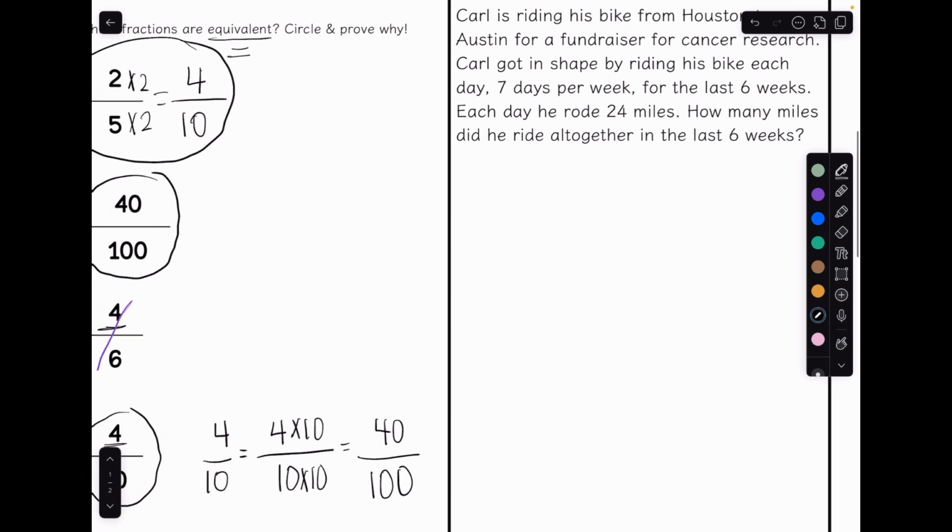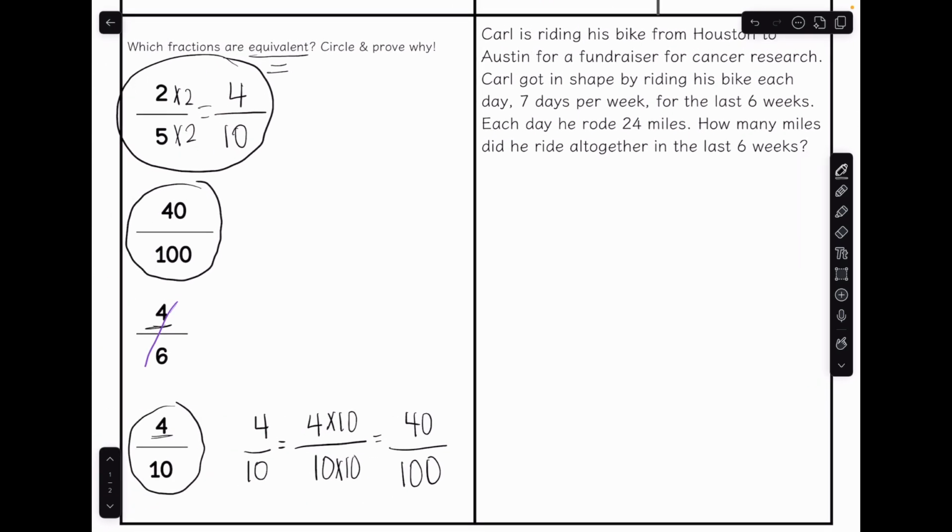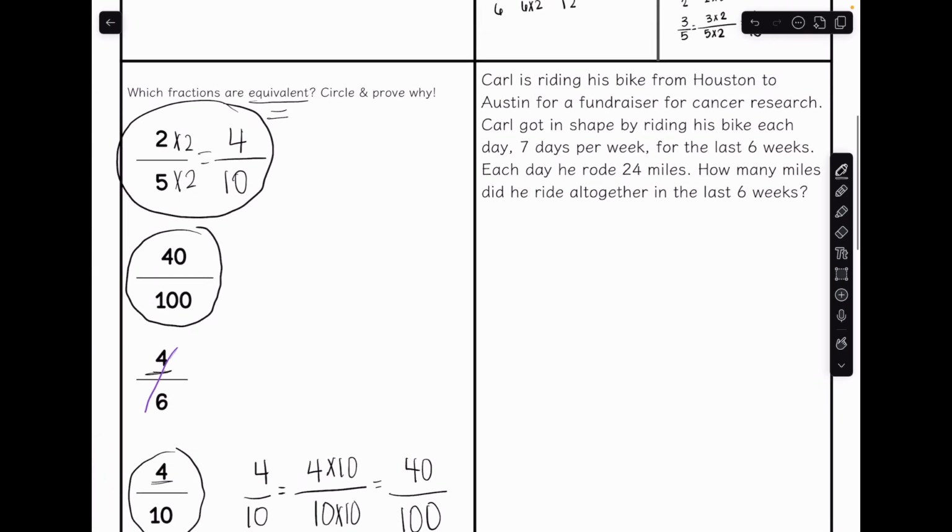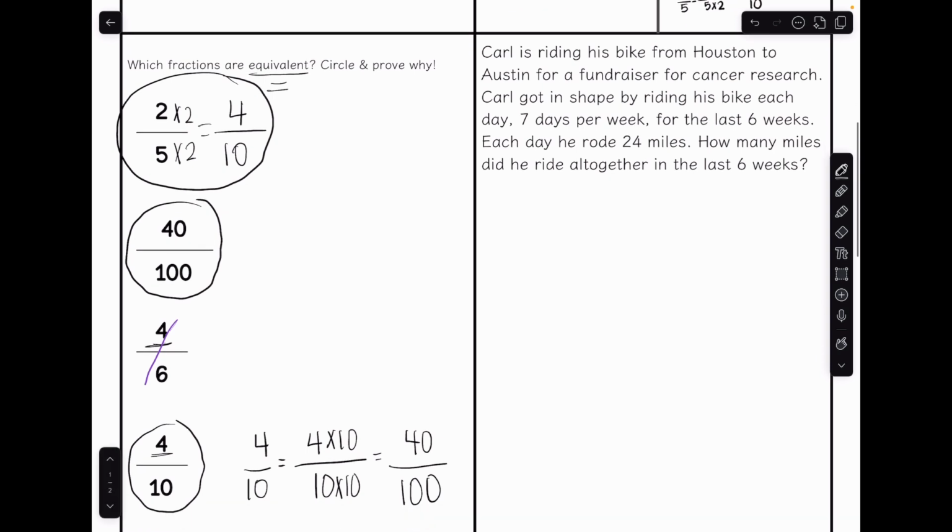All right, let's move on. This word problem is a little bit difficult, but we're going to take it step by step. Carl is riding his bike from Houston to Austin for a fundraiser for cancer research. Carl got in shape by riding his bike each day, 7 days per week, for the last 6 weeks. Each day, he rode 24 miles. How many miles did he ride altogether in the last 6 weeks?